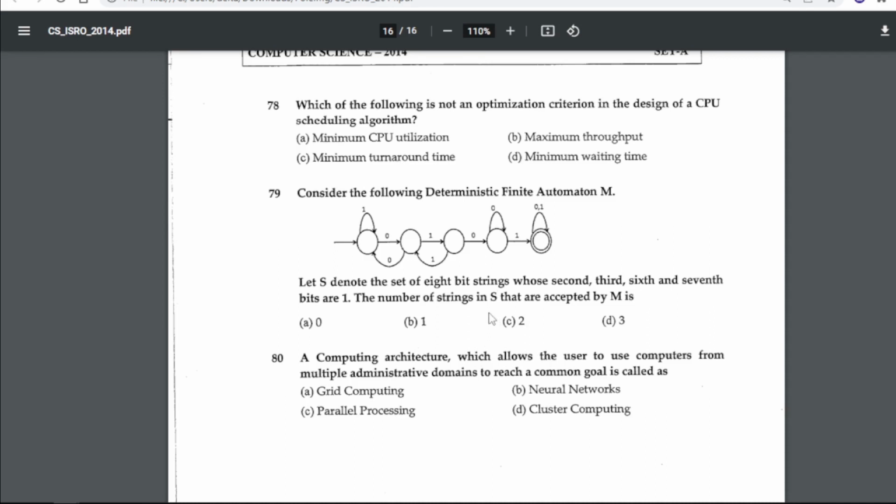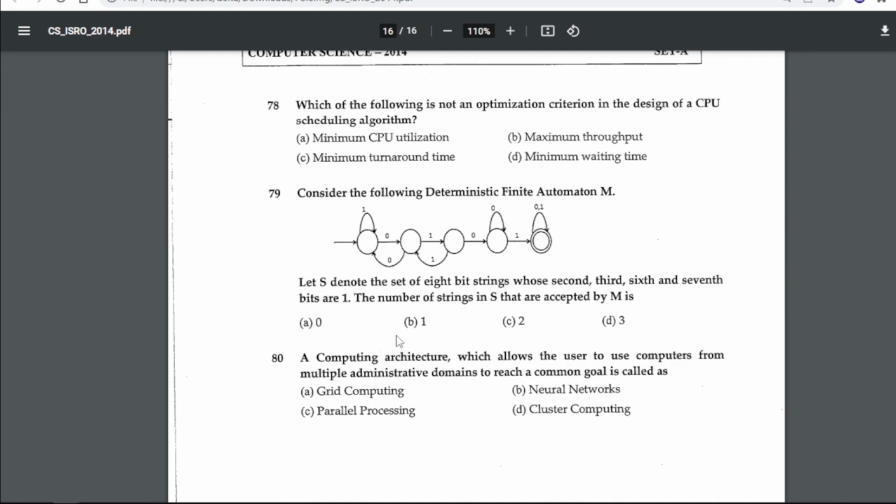Now question number 80, that is, a computing architecture which allows the user to use computers from multiple administrative domains to reach a common goal is called what? So for 80, here your answer will be grid computing. So grid computing basically allows the user to use computers from multiple administrative domains to reach a common goal. So that is option A.